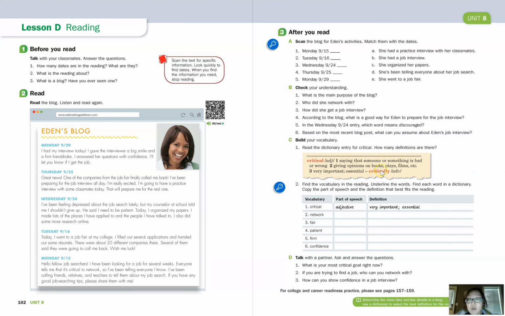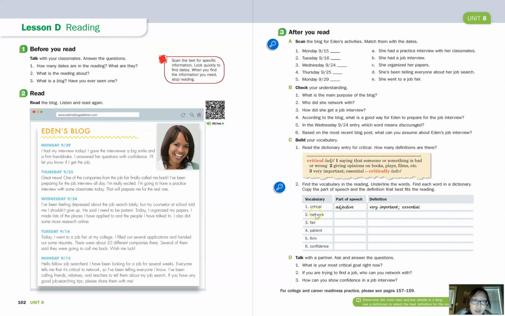Okay, and then you can also see the adverb form of this word, critically. Okay, so if you look at exercise 2, it says find the vocabulary in the reading. Underline the words. Find each word in a dictionary, and you can look it up online, of course. By the way, that's another phrasal verb. Look up. Look up. Okay, so I said look it up. So look up the word. Look it up. Okay, copy the part of speech and the definition that best fits the meaning.